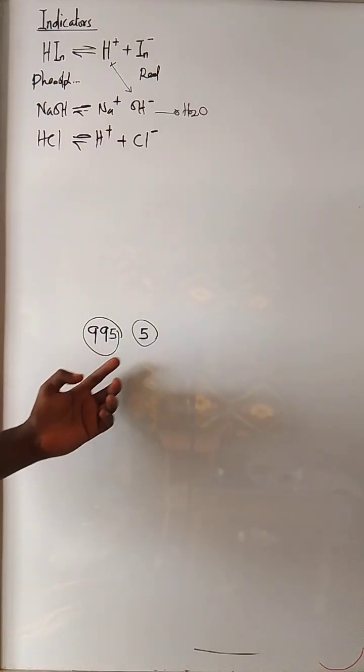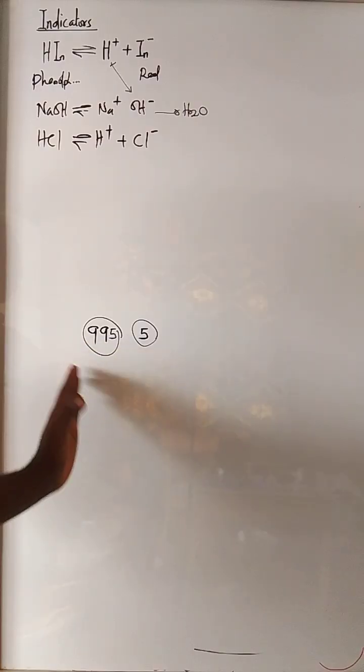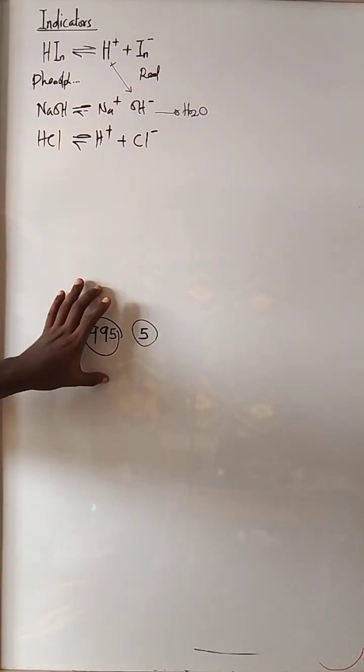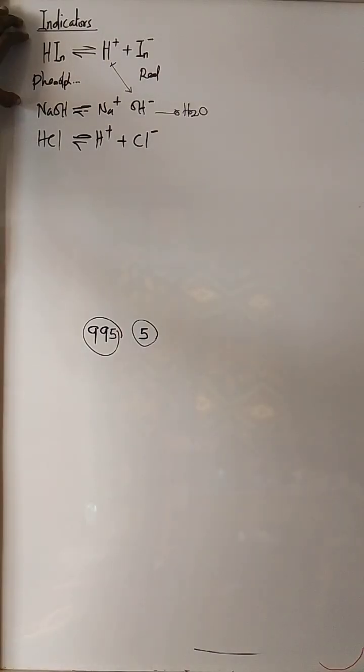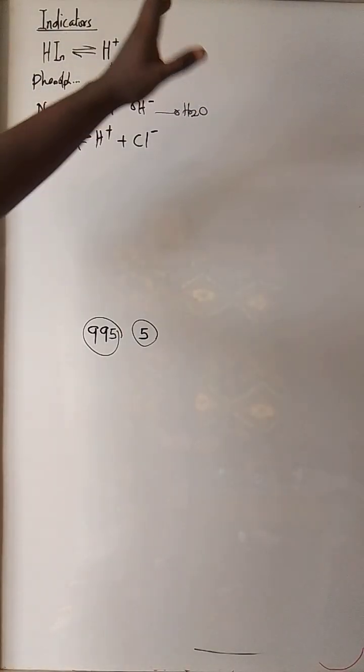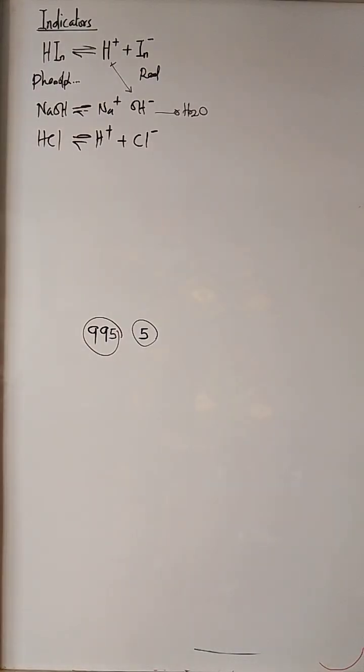So before it was 995 to 5. What happened now? This one will be reducing further, and it is going to favor the colorless solution. That is why phenolphthalein is colorless in acidic medium, and it's pink or pinkish red in basic medium. That is simply it. Same goes for methyl orange and methyl red. And I believe to a large extent you understand how indicators work.